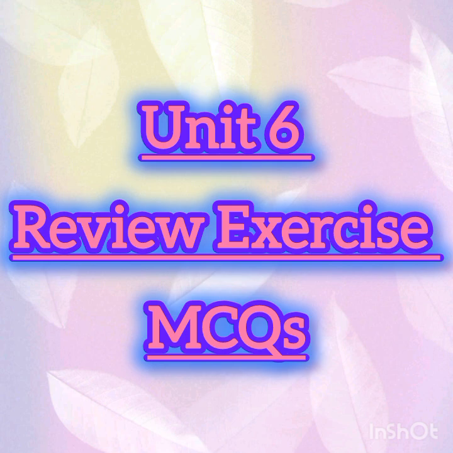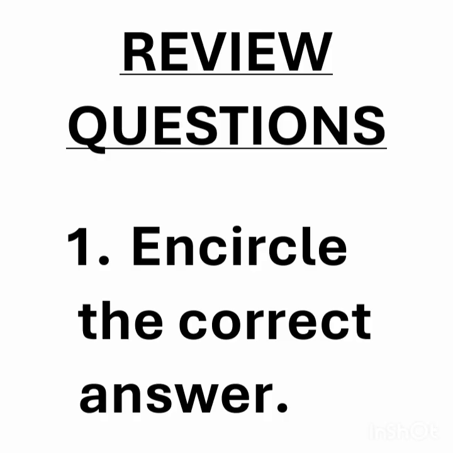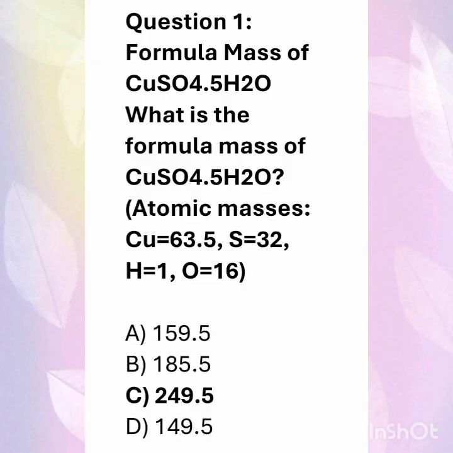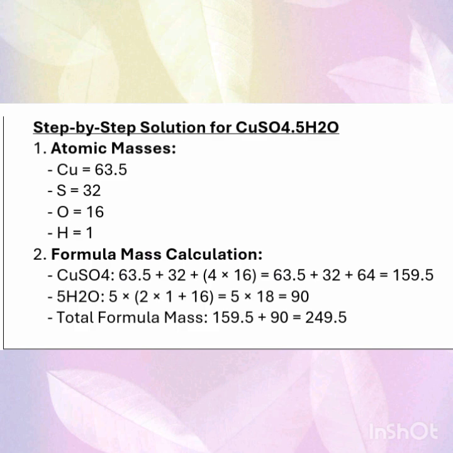Today we are going to solve the review exercise questions from unit number 6, in which the first question is the multiple choice question. Now let's see what is our question number 1. The question number 1 is the formula mass of copper sulfate pentahydrate. You have to find out its formula mass while the atomic masses are given. Now we'll see the stepwise solution.